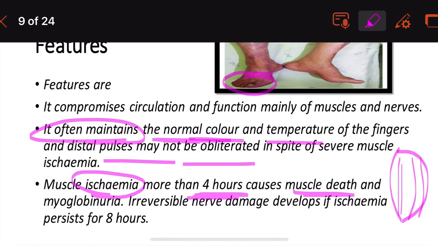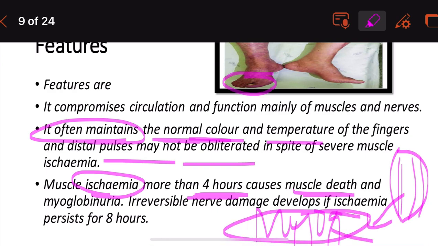This death of the muscle will release a toxic substance called myoglobin. This myoglobin can enter the blood and cause damage to the kidneys. If it is excreted in the urine, it is known as myoglobinuria. Irreversible nerve damage will develop if ischemia lasts for 8 hours. So it can extend up to the stage of damaging the nerves if the ischemia persists up to 8 hours.